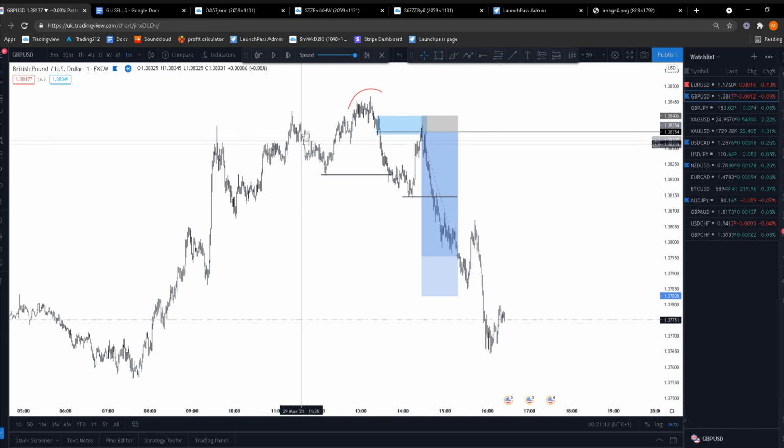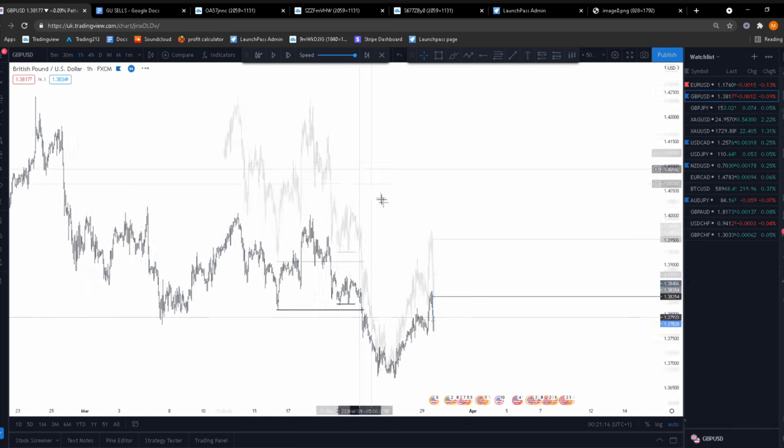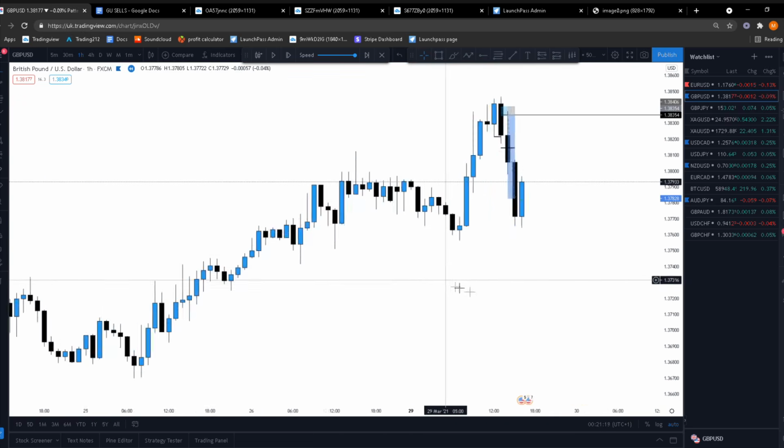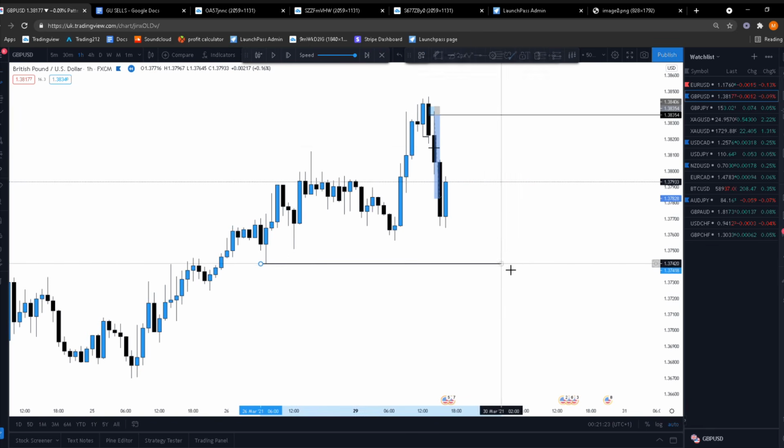So now what I'm going to do is delete all of these markings out, and I'm just going to show you where I targeted. I'm going to go back up to the 1 hour time frame, and I'm going to show you my targets. My targets were fairly simple. All I did was I targeted this level here and this level here.